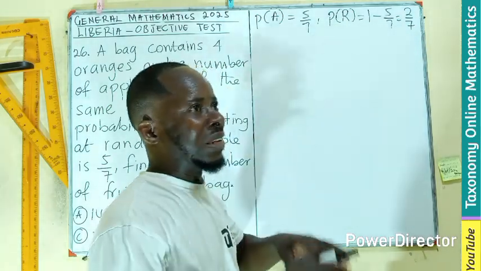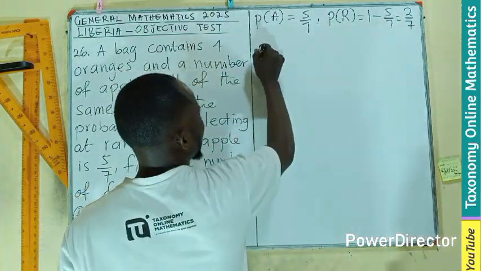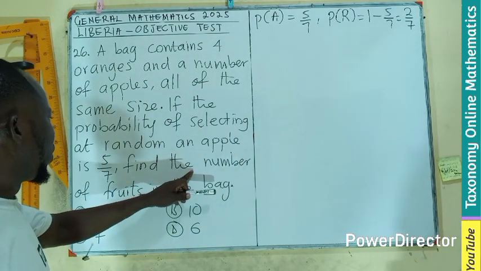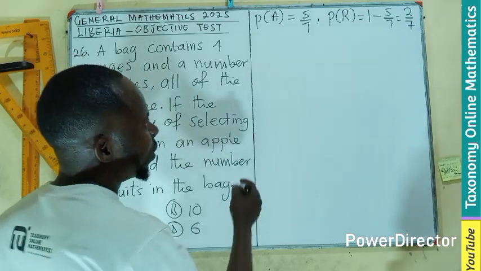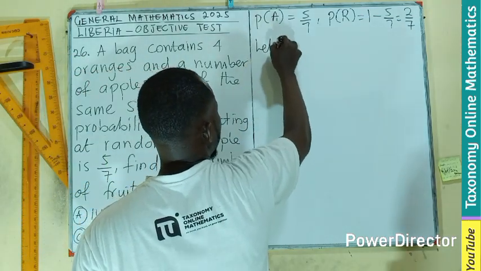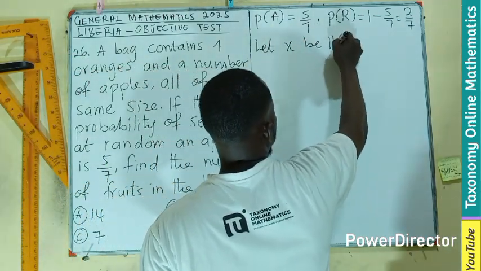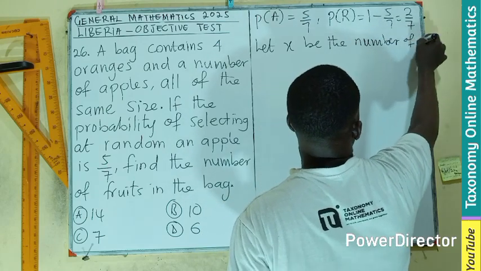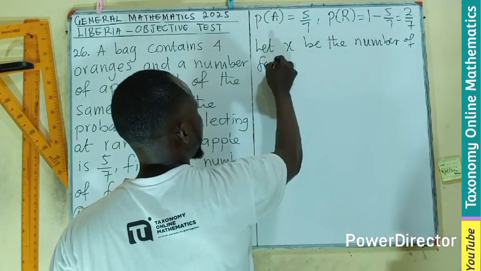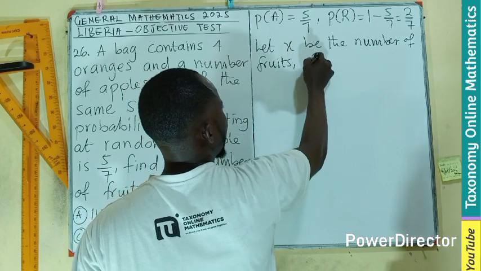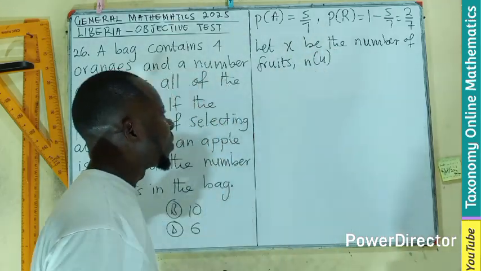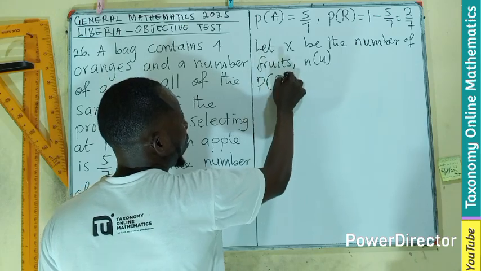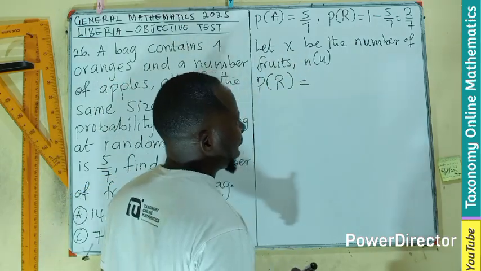Orange. But what does the formula for probability say? Let's see, before I move on, what are we looking for? We are looking for the number of fruit. So let's say we let x be the number of what? Fruit, which is the number of what? Universal set. All right.